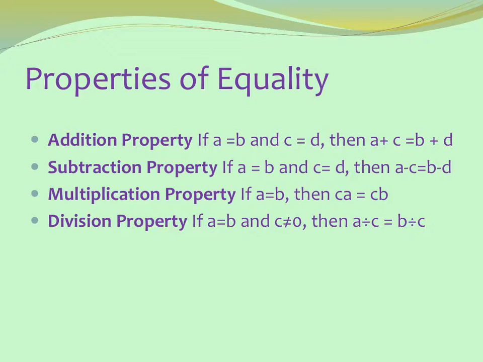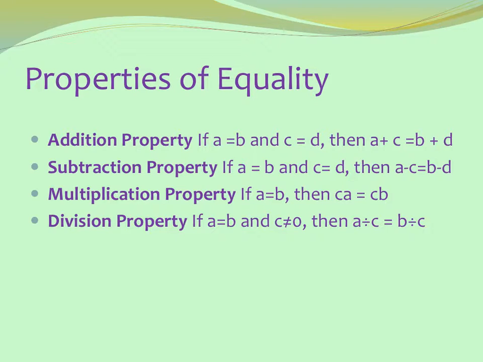Subtraction is the same except you're subtracting. If A equals B and C equals D, then A minus C equals B minus D. If I'm subtracting the same thing from either side of an equation, that would be the subtraction property. Multiplication is multiplying the same thing on either side of an equation. If A equals B, then C times A equals C times B. And division, you're dividing the same thing on both sides. If A equals B, then A divided by C would equal B divided by C.